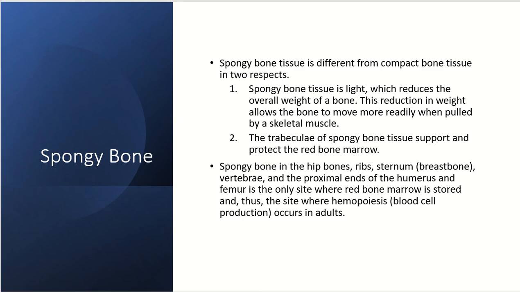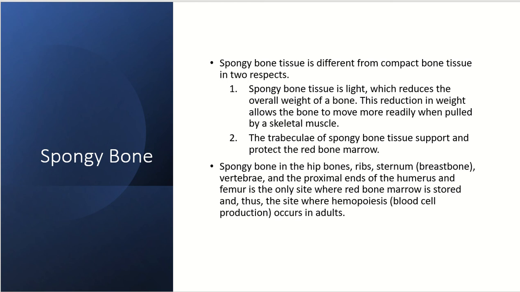So spongy bone is different than compact bone in two main ways. Spongy bone tissue is going to be light, and this is going to help to reduce the overall weight of the bone. So this reduction in weight is going to allow the bones to move more readily when pulled on by skeletal muscles. If a bone was just entirely compact bone, we would weigh a ton, and it would be a whole lot more work to move our muscles and move our skeleton because it would be so dense and heavy.